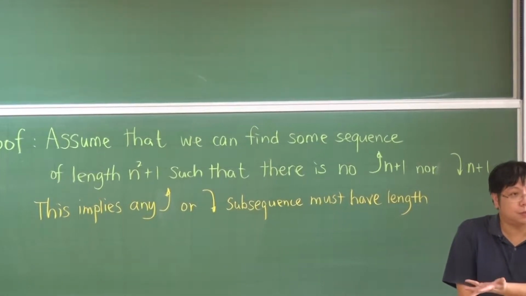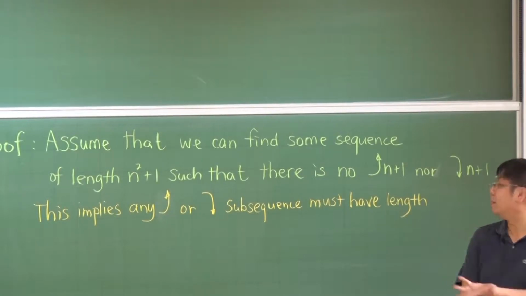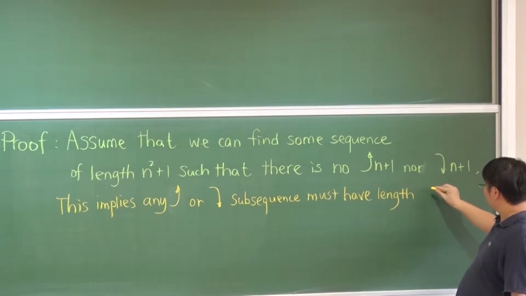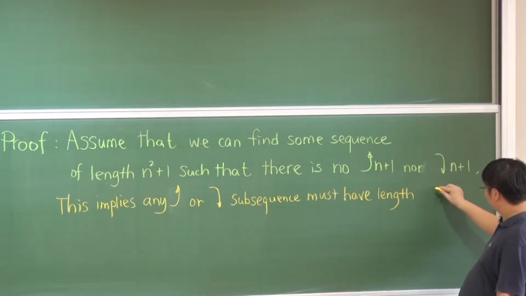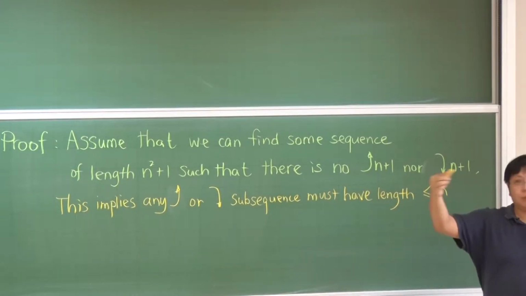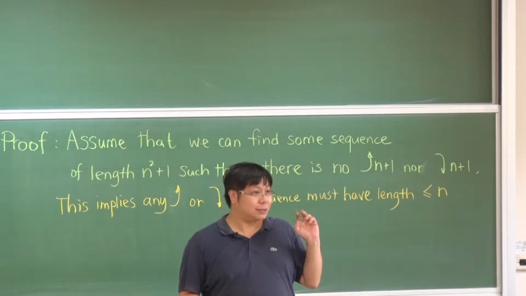It cannot be n plus 2. Can it be n? Yes. Can it be n minus 1? Yes. So it must have length less than or equal to n. Is that okay? You know that it is of length 1, 2, 3, up to n. Is that okay?